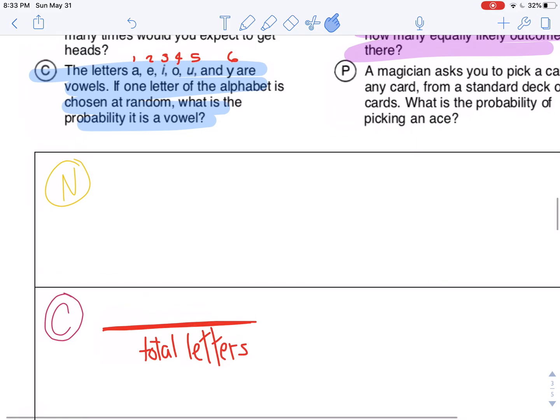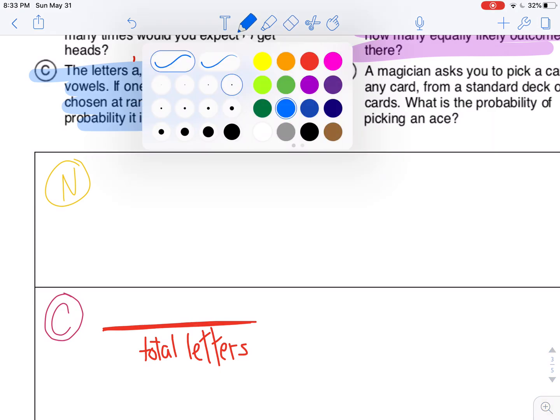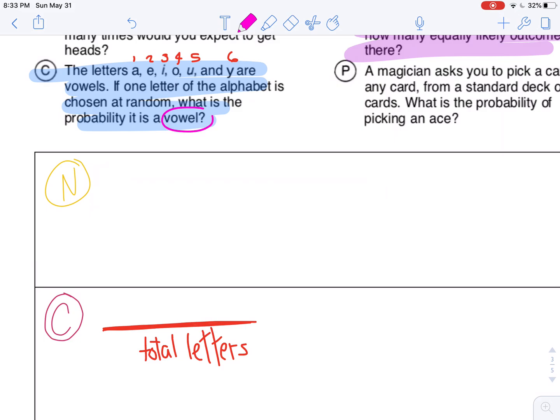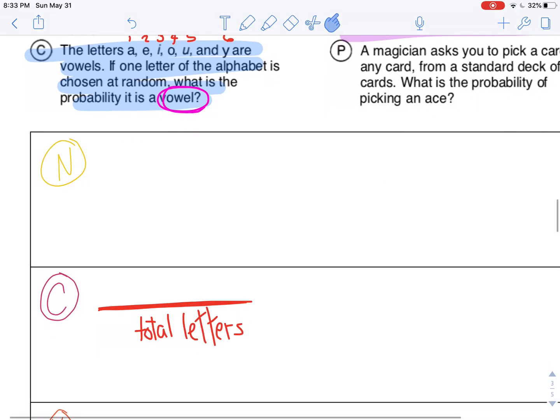All right, then going back into the problem, it says if one letter of the alphabet is chosen at random, what is the probability that it is a vowel? Well, we numbered the vowels, right? So you need the vowels on the top. Right? And then you probably are going to need to simplify that fraction. So I'm going to write equals. All right? Simplify that fraction.